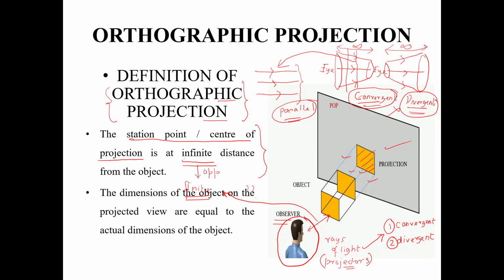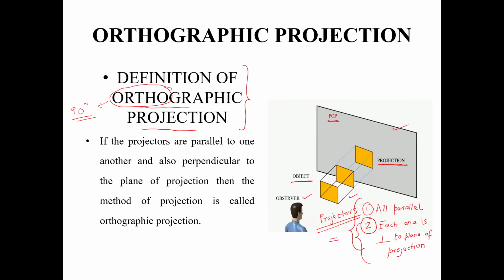So all the projectors have to be parallel, and not only that, each projector has to be perpendicular to the plane of projection. The projectors need to be parallel so that the size of the projected view and the size of the object are consistent with one another.